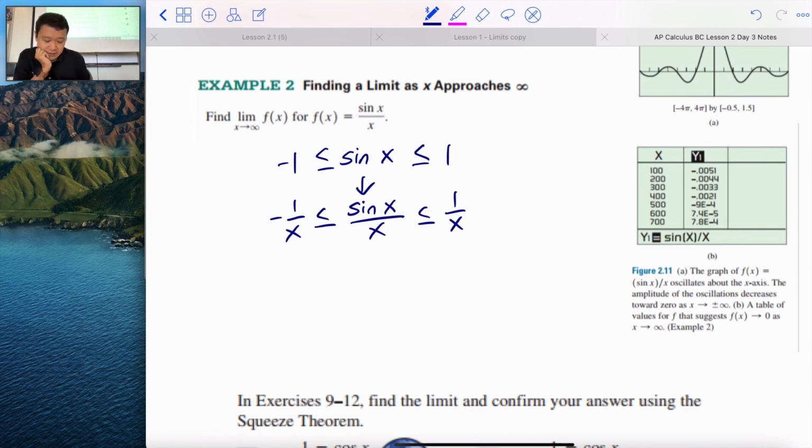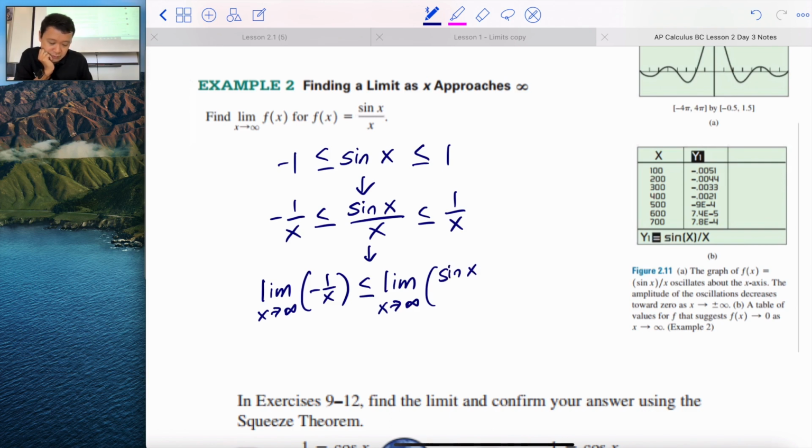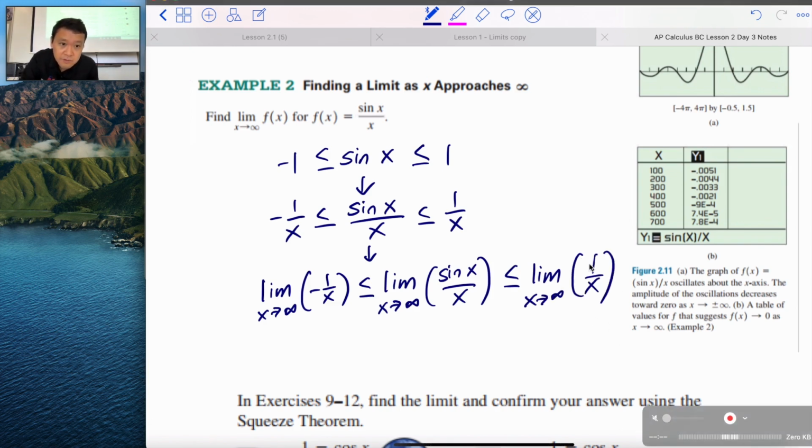And then I could introduce the limit notation for each part. Limit as x approaches infinity of -1 over x is less than or equal to the limit as x approaches positive infinity of sine of x over x, which is less than or equal to the limit as x approaches infinity of 1 over x. And by now you should know this: the limit of 1 over x as x approaches infinity would be 0. And likewise, the limit of negative 1 over x as x approaches infinity would be 0 as well.